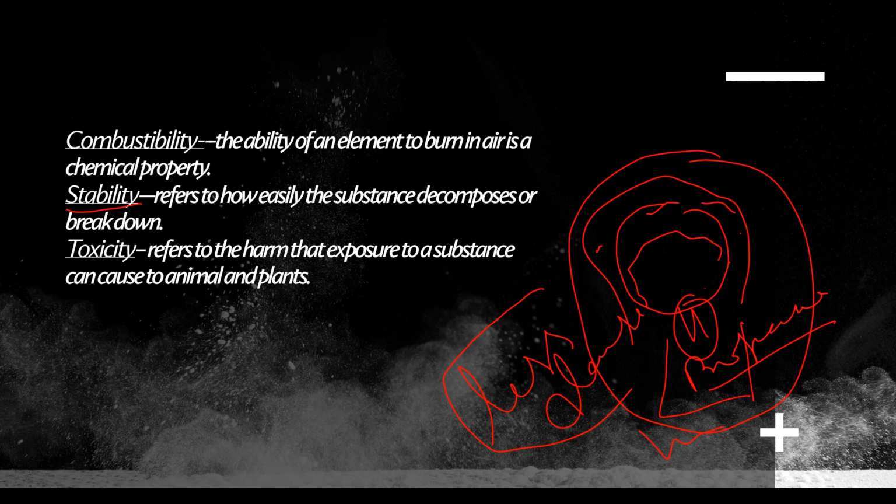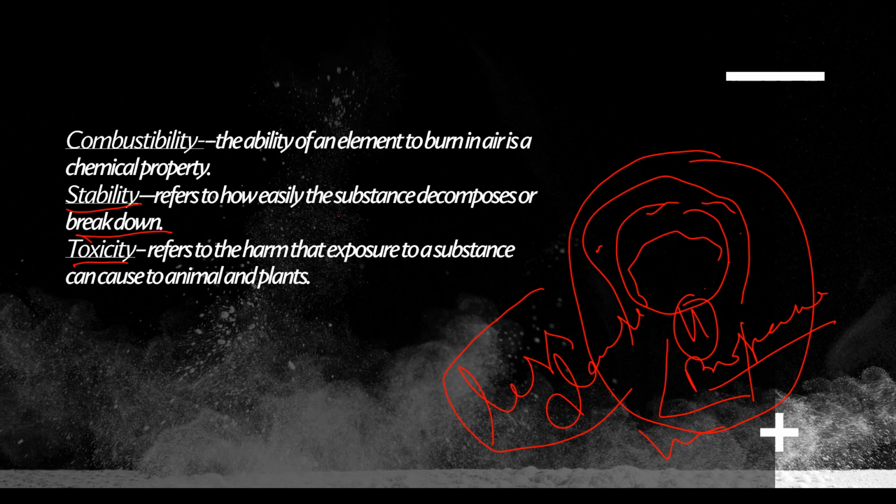Stability is another chemical property, which refers to how easily the substance decomposes or breaks down. It means the more stable a substance is, the longer it will take to break down. For a chemical to be useful, it must be stable enough to exist long enough to carry out its required function.